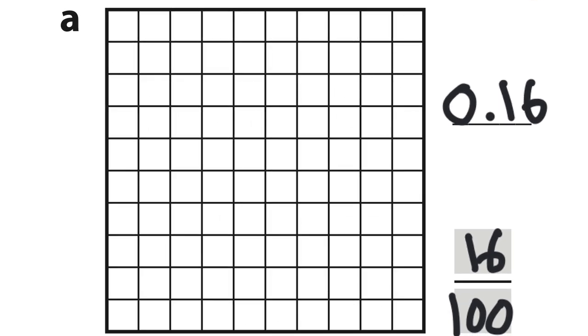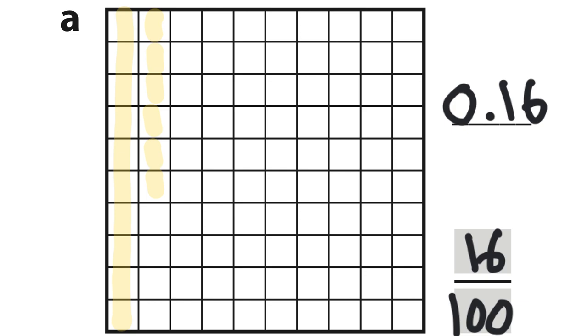16 hundredths. There are 100 squares on this grid. This grid represents 1, so there are 100 hundredths, which is 1. So if I'm going to do 16 hundredths, well then let's do 16 of them. I know that one row is 10, so that's 10, 11, 12, 13, 14, 15, 16. That is 16 hundredths.